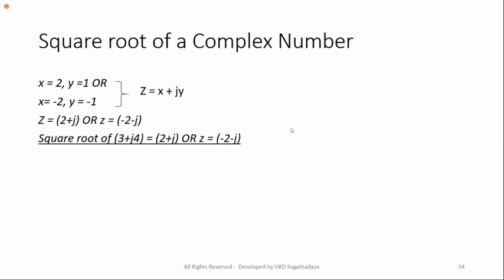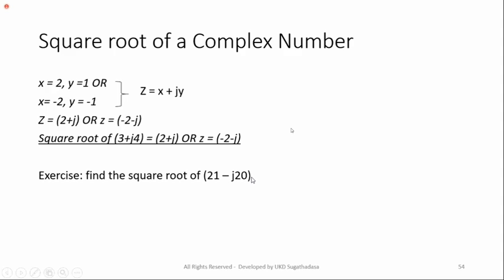Remember, it is not the complex conjugate. It is 2 plus j, and the other one is not 2 minus j, but minus 2 minus j. If you are in doubt, just take any of these and square it. Take 2 plus j, square it, and you get this one, right? It's not given here, but you have to check.